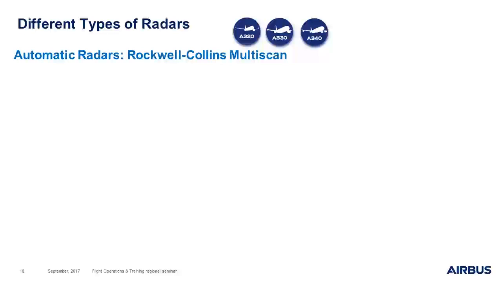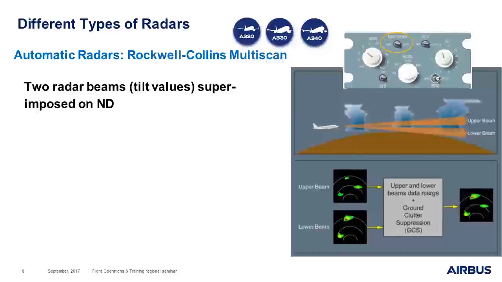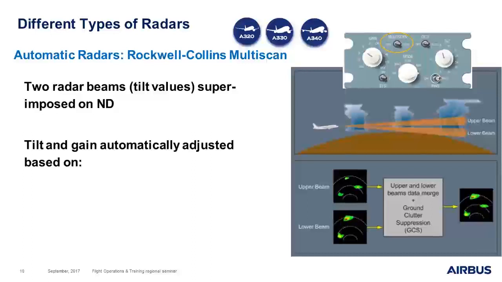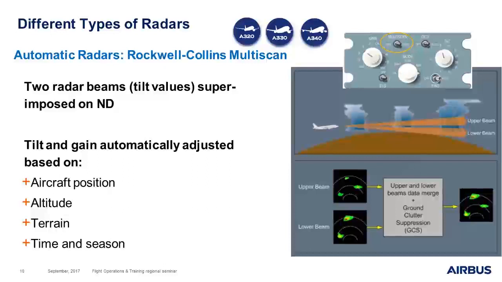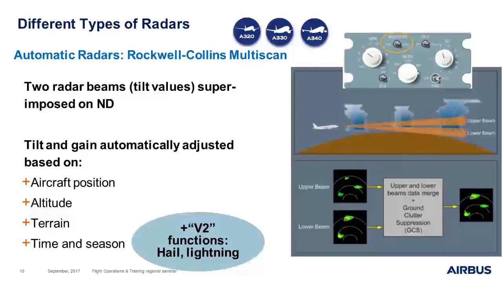Let's move now to the first type of automatic radar, which is the Rockwell Collins Multiscan. With this radar, there are two radar beams corresponding to two tilt values superimposed on the ND, the lower beam and the upper beam. Tilt and gain are automatically adjusted based on aircraft position, altitude, terrain, time and season. Recently, Rockwell Collins has developed a V2 version of the Multiscan radar with new functions: hail and lightning detection.